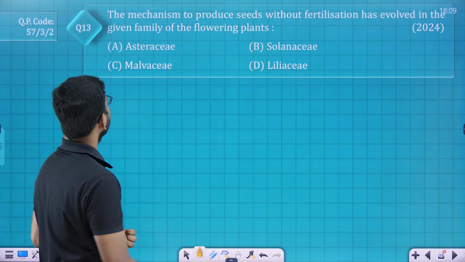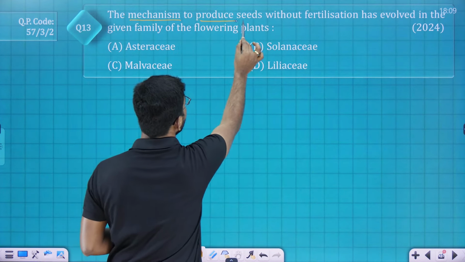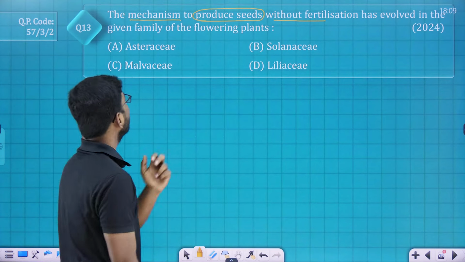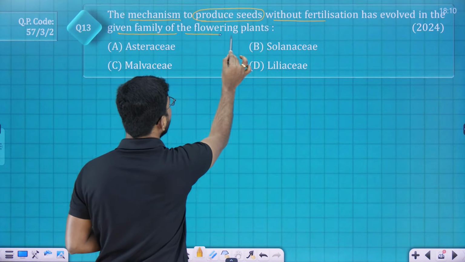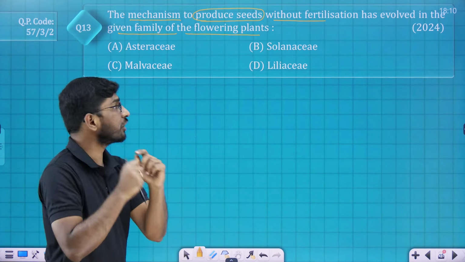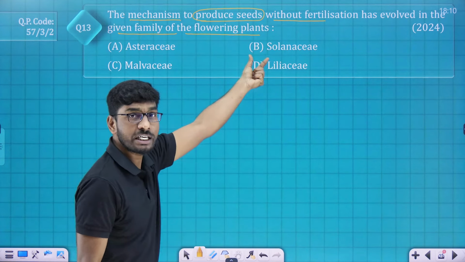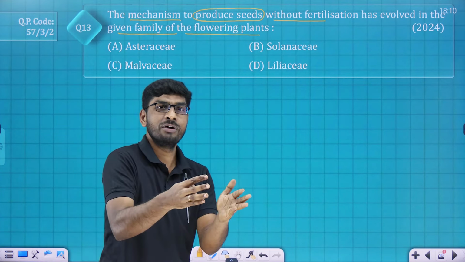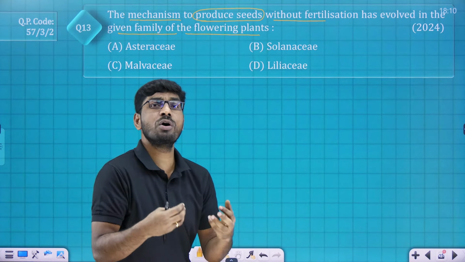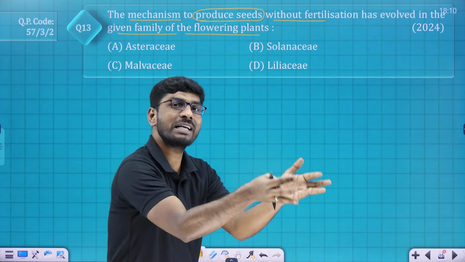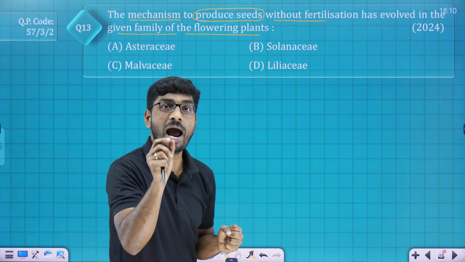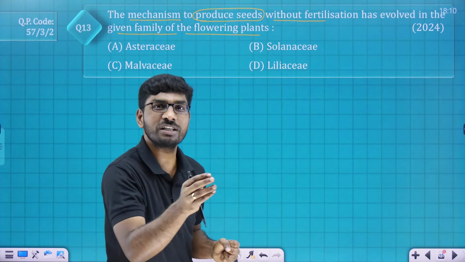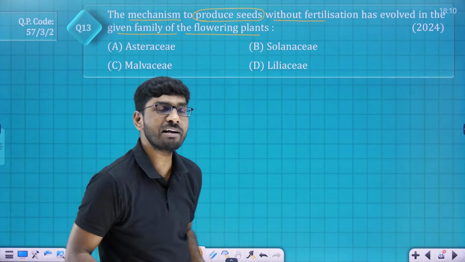Question number 13. The mechanism to produce seeds without fertilization has evolved in the given family of flowering plants. Apomixis is the formation of seeds without fertilization. Parthenocarpy is the formation of fruit without fertilization. Remember, in the Asteraceae family, the sunflower family, this is a common process.